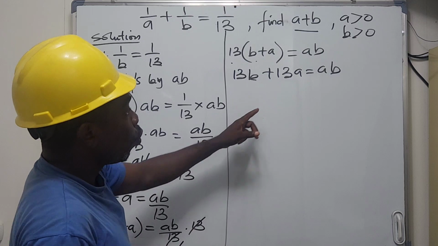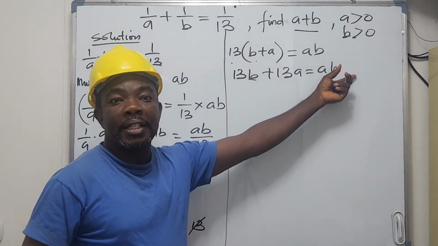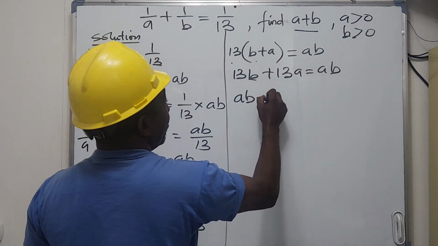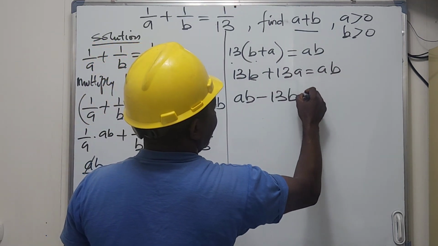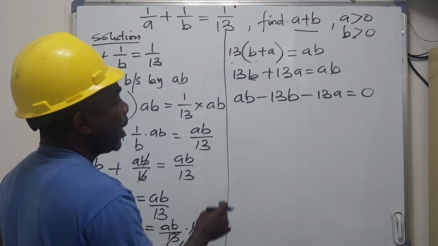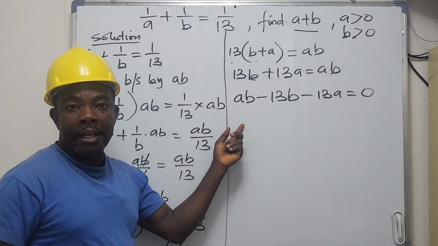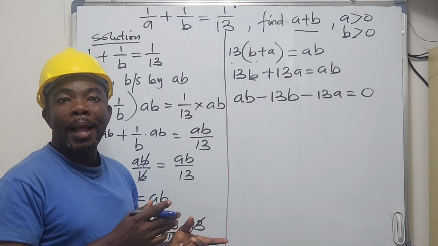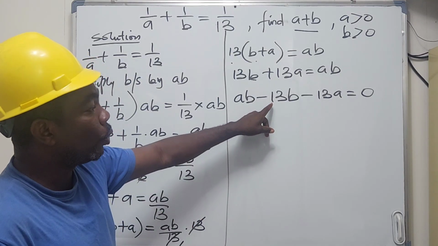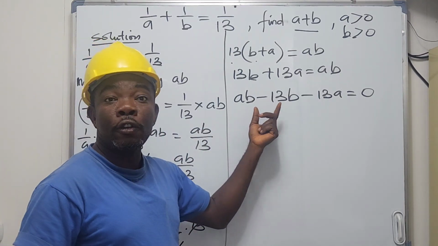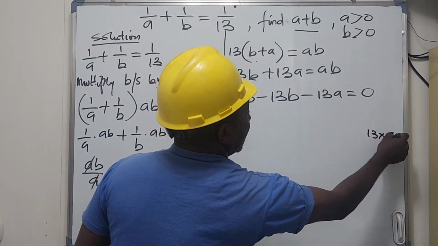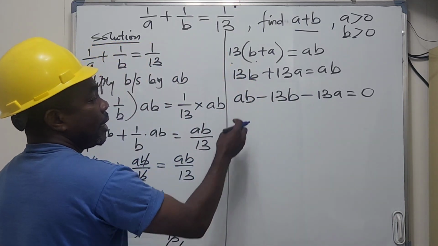So in this case, we can transfer the whole of here to this other side. This will become ab, and when this is transposed to the other side, it becomes minus 13b, and this other side becomes minus 13a, all equals 0. So here, for us to further simplify this, we need to add and subtract 169. The reason being that we want to factorize. So the factors of 169 is 13 times 13, so that we will be able to factorize this equation.